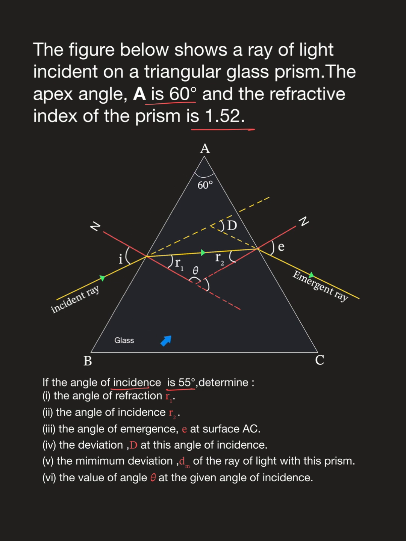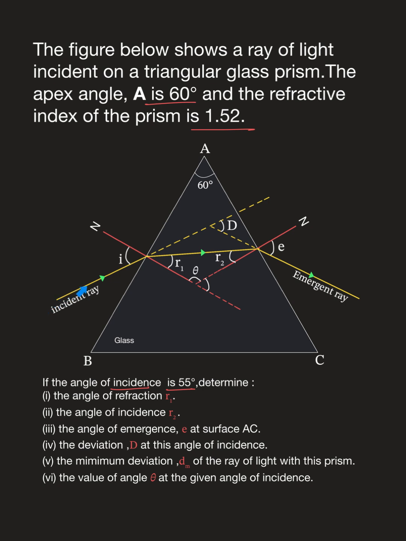So this is the triangular glass prism. The apex angle is 60 degrees, which is also called the angle of the prism. It is the angle between the two refracting surfaces, that is AB and AC. At surface AB, the angle between the incident ray and the normal is called the angle of incidence.